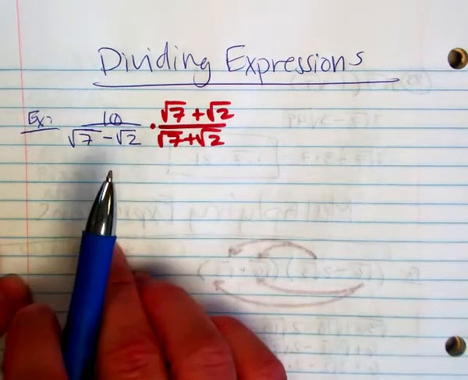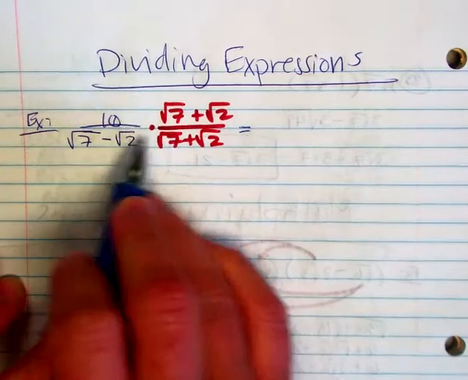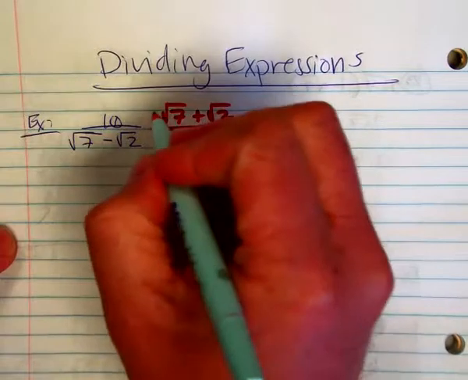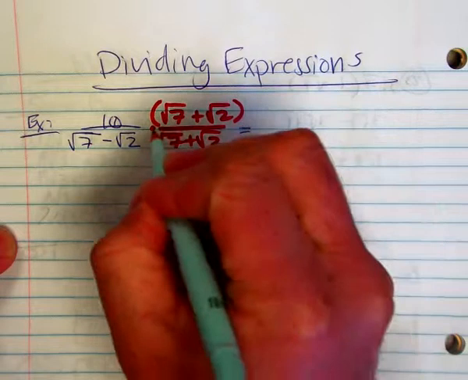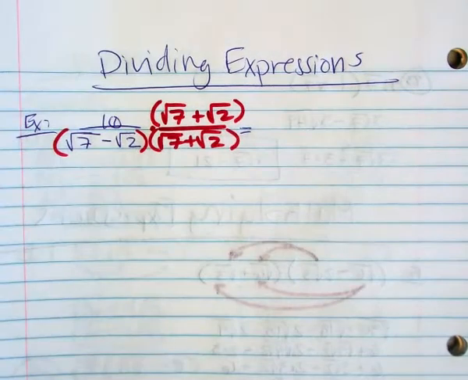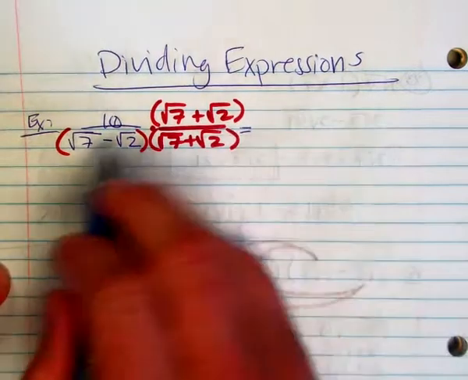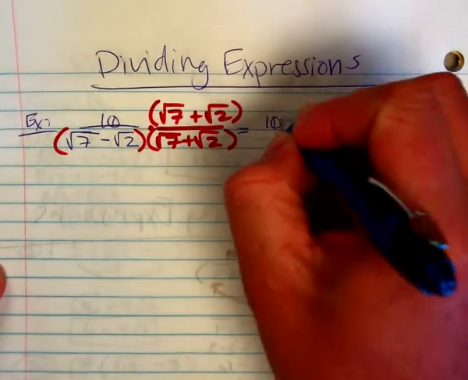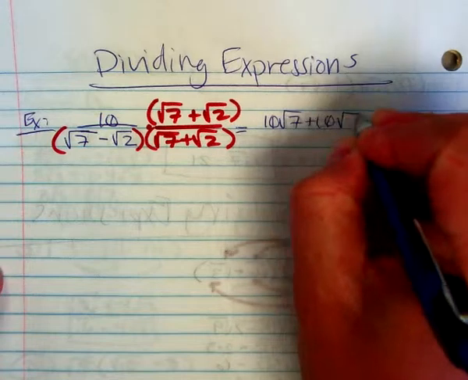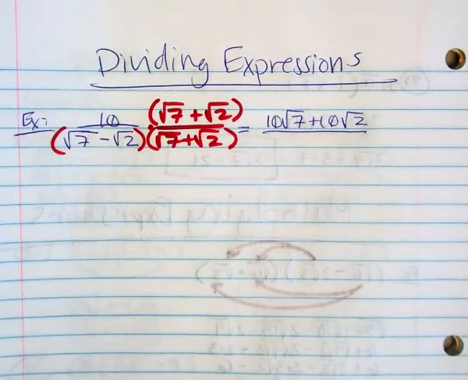Here's why this works. If I multiply this out, the top is very easy. I'm distributing the 10 into here. Some people like to put parentheses around this to make it look more familiar. It's not necessary, but if it helps you remember what to do, then do it. I'm essentially just distributing on the top. 10 times root 7 is 10 root 7. 10 times root 2 is 10 root 2. But on the bottom, this is what I'm working towards.